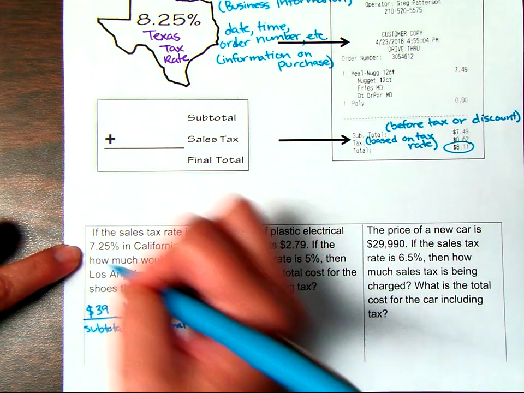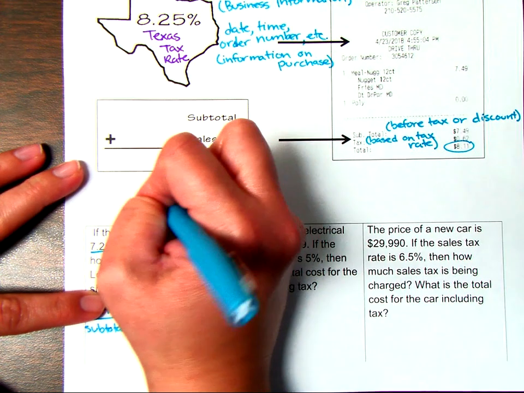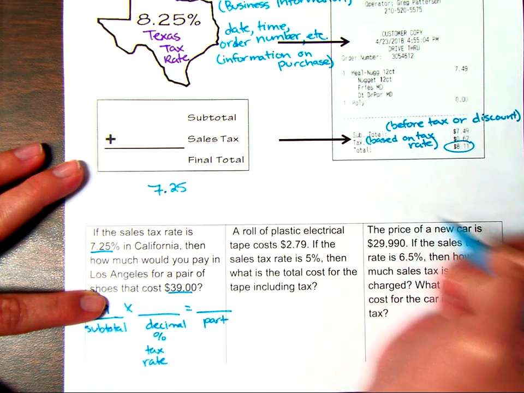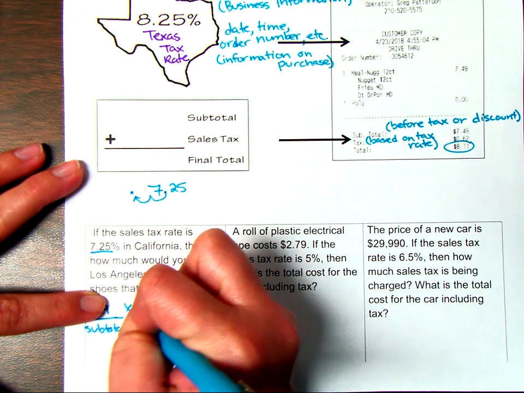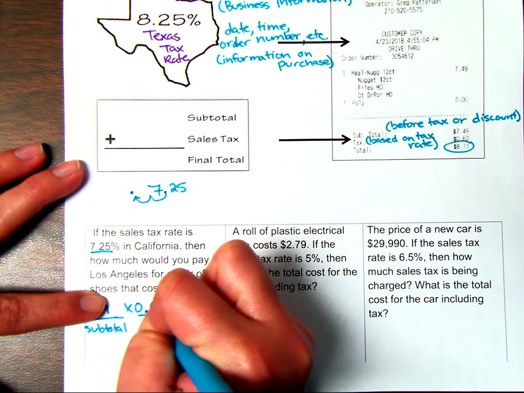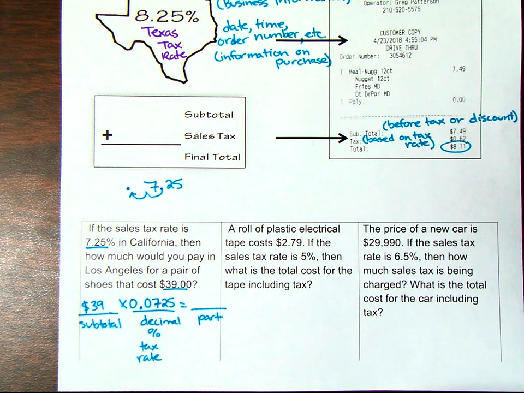Then 7.25%, but we're not going to write 7.25 right there. I know we've reviewed how to go from decimal to percent. We move twice to the left. So 0.0725. Okay?